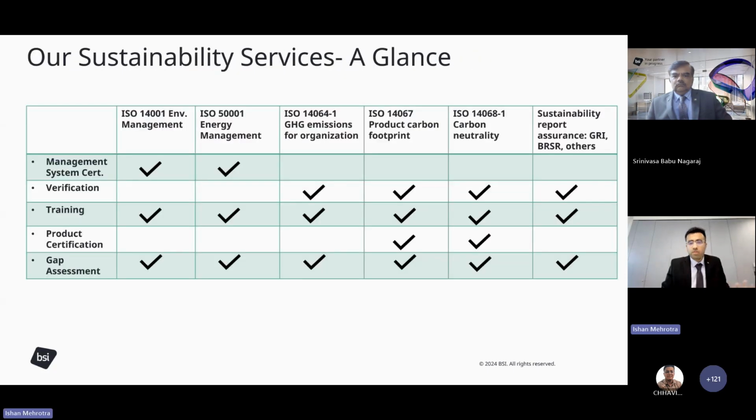This is our service at a very high level, where we have showcased the management system certification 14K and 50K, because these are management systems. Then verification, which is related to the carbon-related standards and ESG. Then training is provided for all of them. Then we have product certification and gap assessment that companies can take against the different standards.